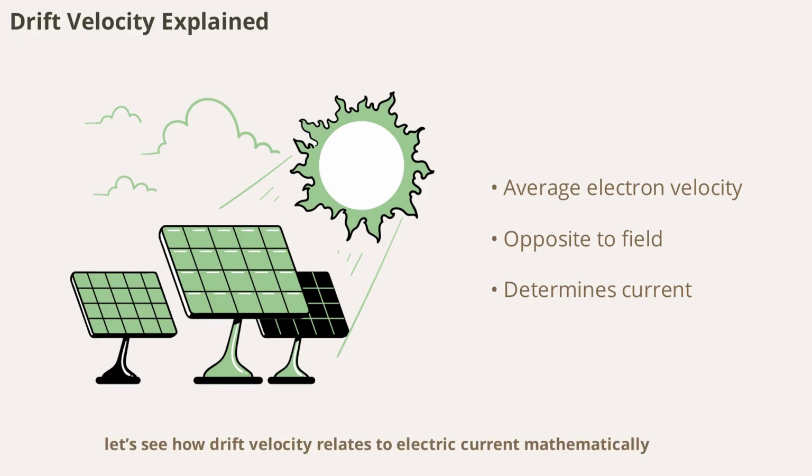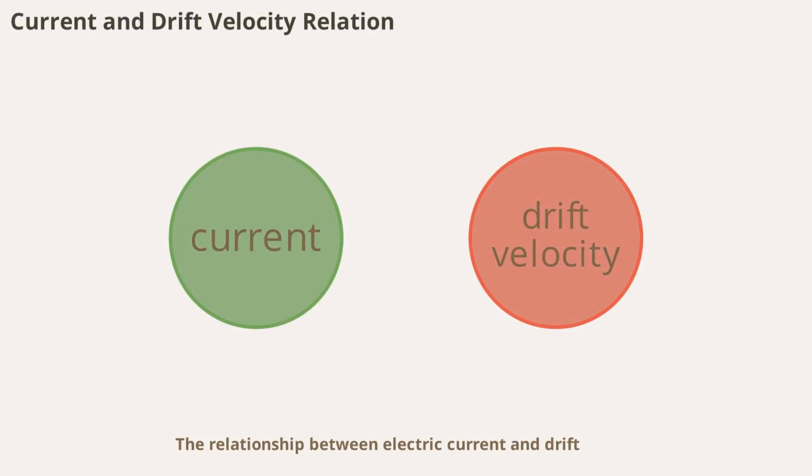Now, let's see how drift velocity relates to electric current mathematically. The relationship between electric current and drift velocity is fundamental in understanding how conductors work. The current I in a conductor can be expressed as I equals n e A v, where n is the number density of charge carriers, A is the cross-sectional area, v is the drift velocity, and e is the charge of an electron. This equation shows that current is directly proportional to drift velocity. If the drift velocity increases, so does the current, provided other factors remain constant. This derivation forms the basis for analyzing current at the microscopic level.